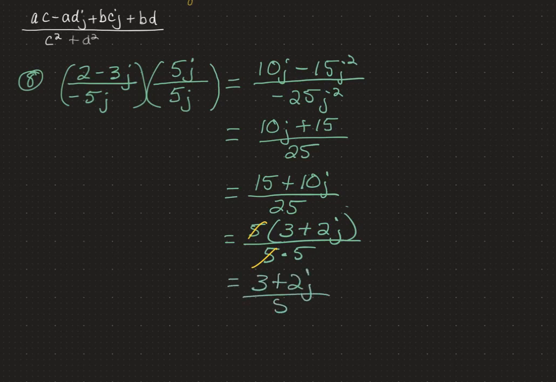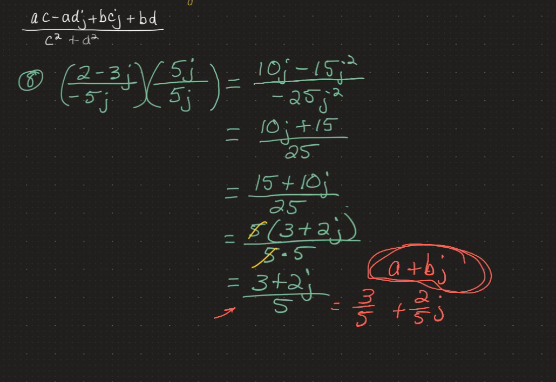over 5. Now, if you technically want to get this into your final answer, into the a plus bj form, you will have to separate this into two terms. 3/5 plus 2/5 j. As I said, they are equivalent. This to me tells me you know what you're doing. If I want to ask you about actually putting it in this form, I'll make a big deal about putting your answer in that form, and then you just separate this.